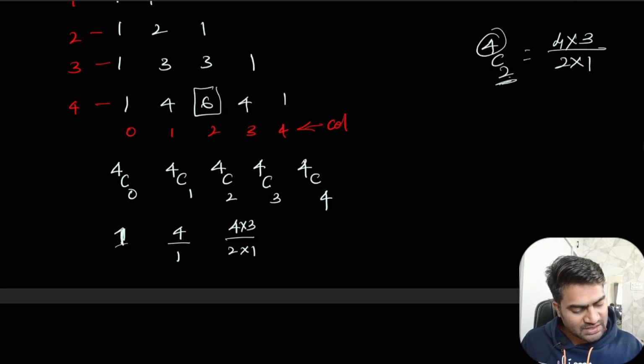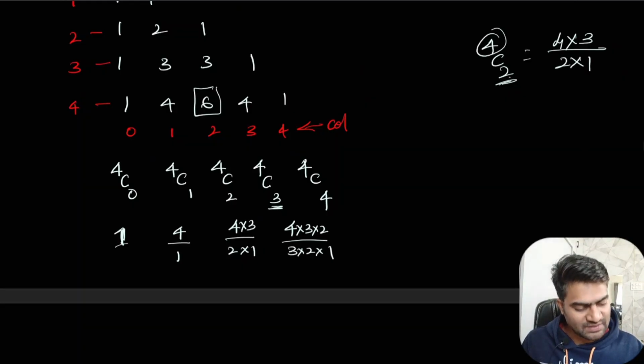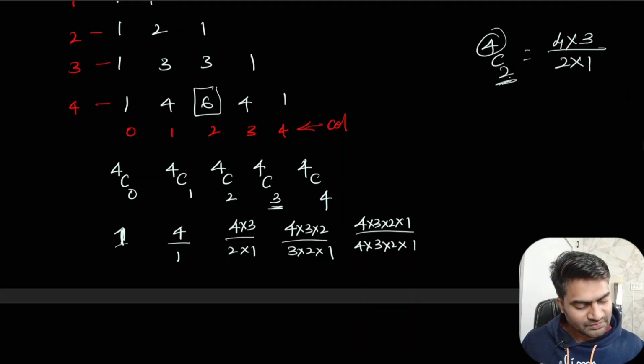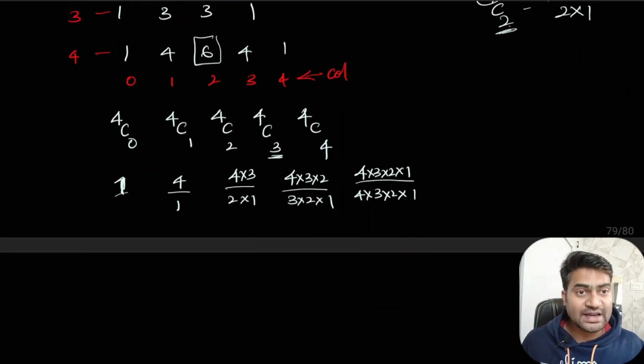Now the next value will be 4 into 3 into 2, because the value here is 3, divided by 3 into 2 into 1. Okay, this is the next value. Next, 4C4 will be 4 into 3 into 2 into 1 divided by again 4 into 3 into 2 into 1. Okay, now what you can observe, or I'll rewrite this a little bit.